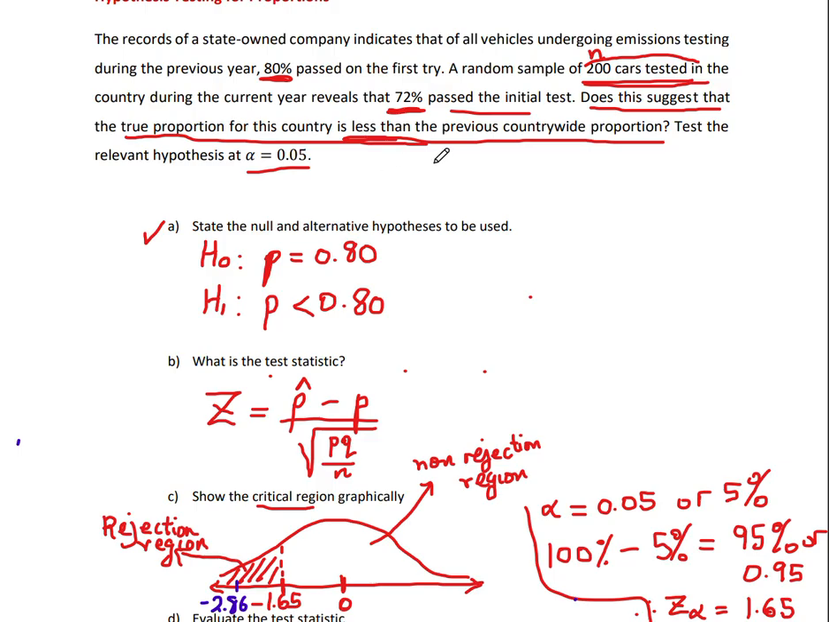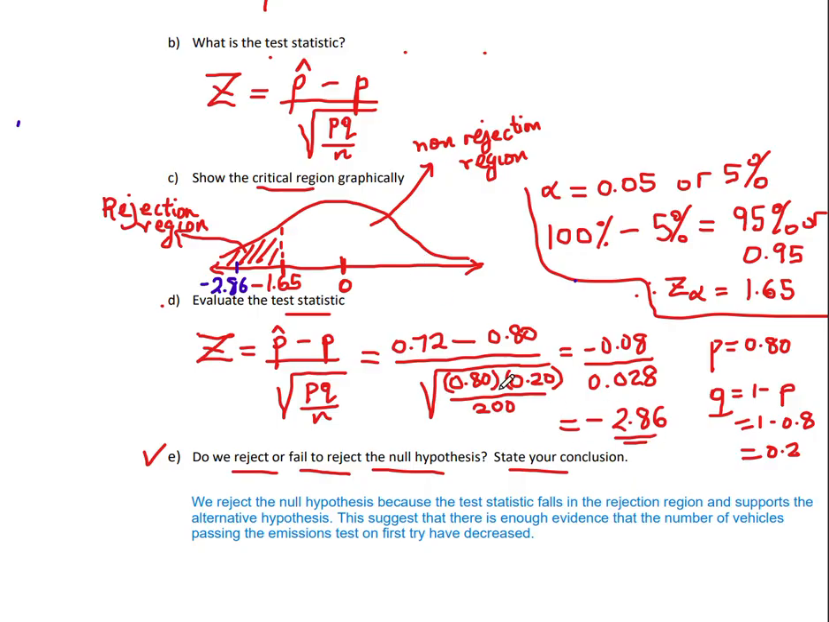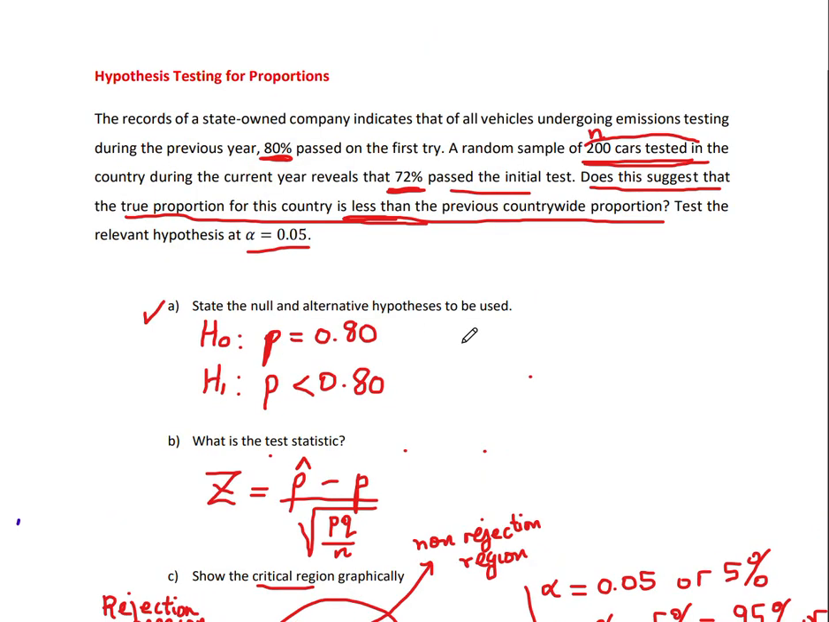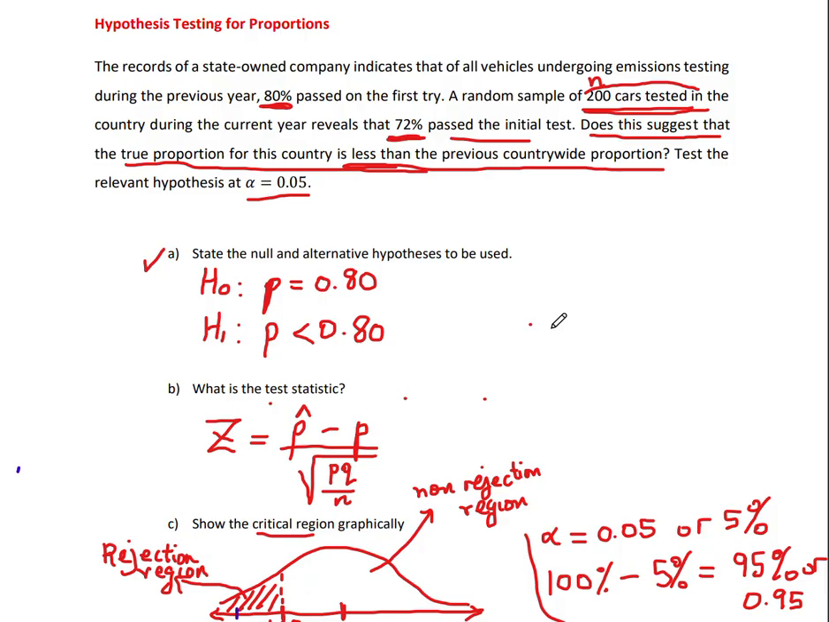And so what we did is that we tested the hypothesis to see if the results from the sample drawn from the population of vehicles suggest that there has been a change in the population proportion of vehicles passing the emissions test on first attempt. What this test has shown us, by virtue of the test statistic value falling in the rejection region, is that the evidence is sufficient to reject the null hypothesis that the population proportion of vehicles passing the emissions test on first attempt is 80%, and instead support the alternative. There is enough evidence to suggest that the proportion of cars passing the emissions test on first attempt has now decreased from what obtained before. And these are the fundamental principles that govern hypothesis testing for single proportions.